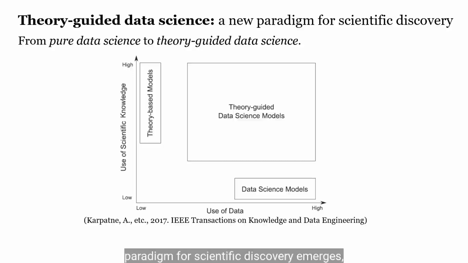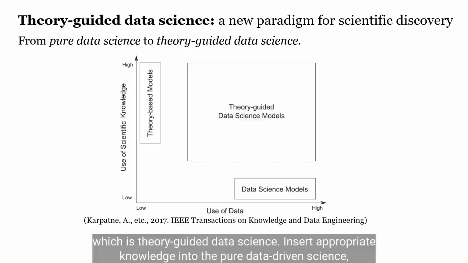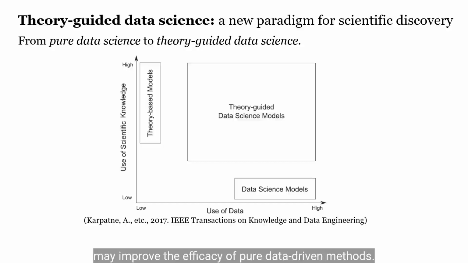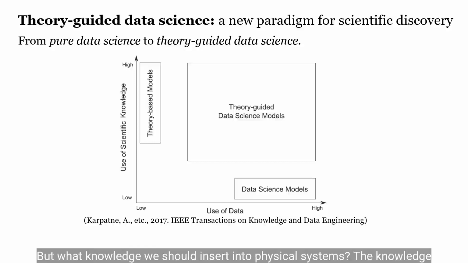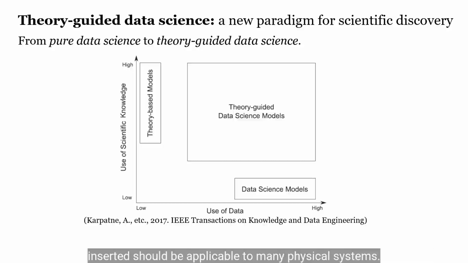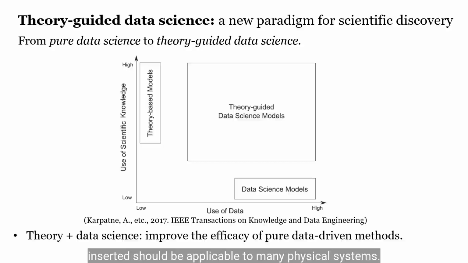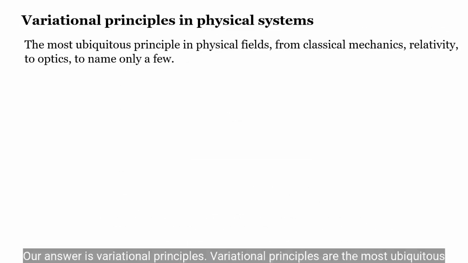Recently, a new paradigm for scientific discovery emerges, which is theory-guided data science. Inserting appropriate knowledge into the pure data-driven science may improve the efficacy of pure data-driven methods. But what knowledge we should insert into physical systems? The knowledge inserted should be applicable to many physical systems. Our answer is variational principles.